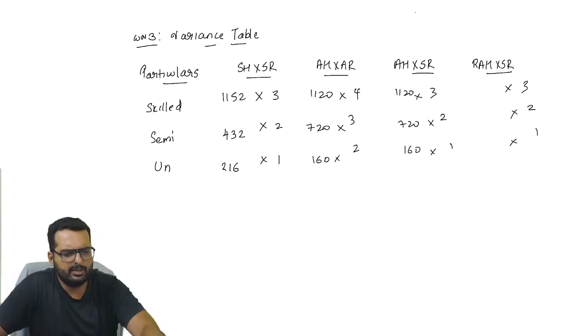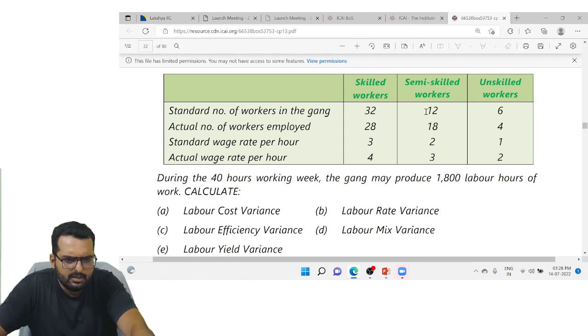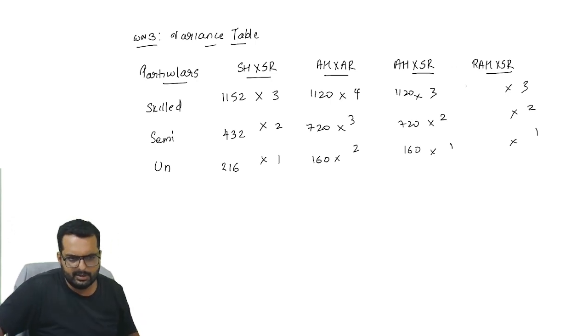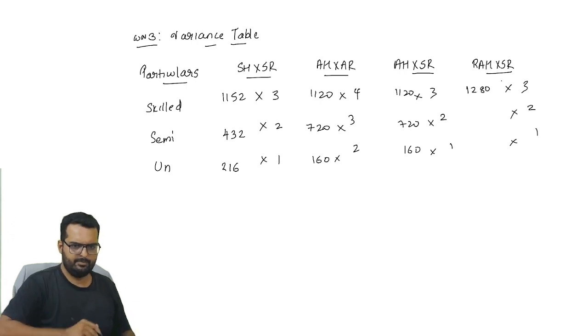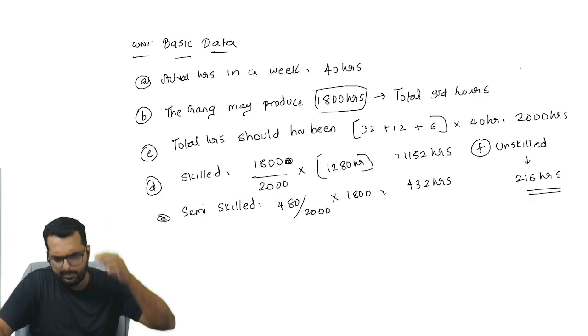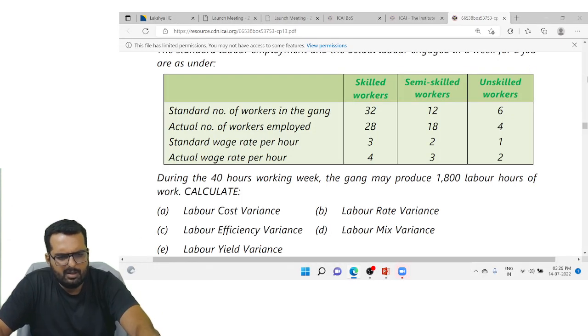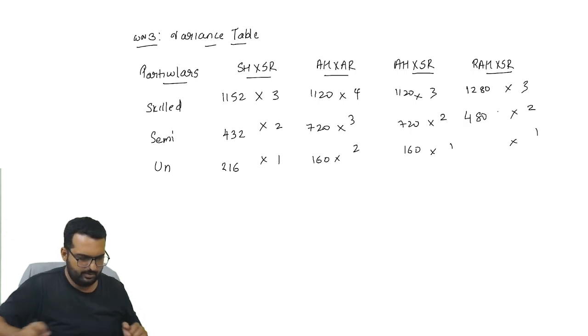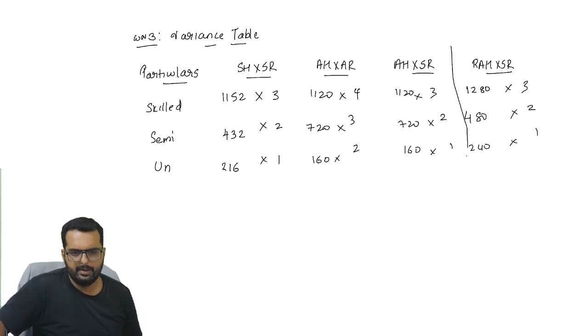What is the standard mix here? Have they told in the question? 32, 12, 6 should be the mix. Correct, 32, 12, 6. So divided by 50 into 32, that is 1280. 40 into 32 is to 12 is to 6. 12 will be 480 and 6 will be 240. Right?